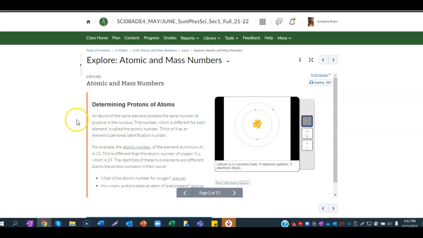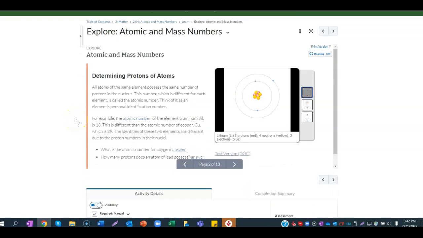So determining protons of atoms. All atoms of the same element possess the same number of protons in the nucleus. This number, which is different for each element, is called the atomic number. Think of it as an element's personal identification number. So if you remember back to your periodic table, the number in the top left-hand corner, the atomic number, is also the number of protons.